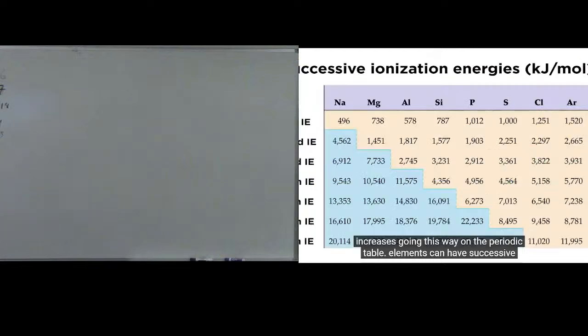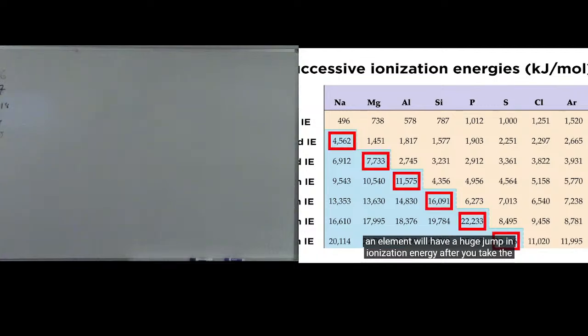Elements can have successive ionization energies for removing more than one electron. A second ionization energy will always be greater than the first and continue to increase from there, since the more electrons you remove, the less stable the atom becomes. An element will have a huge jump in ionization energy after you take the last one in a shell, because then you jump to the noble gas electron configuration from the previous shell, which is full, so it really won't want to give up any more electrons.